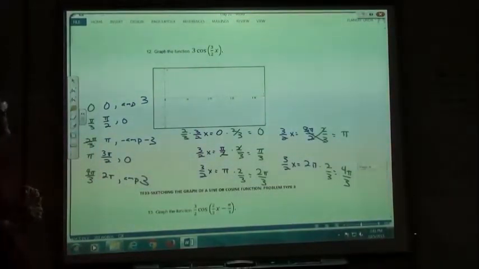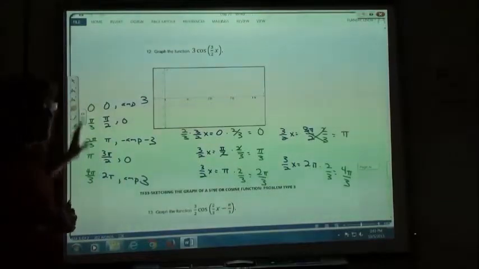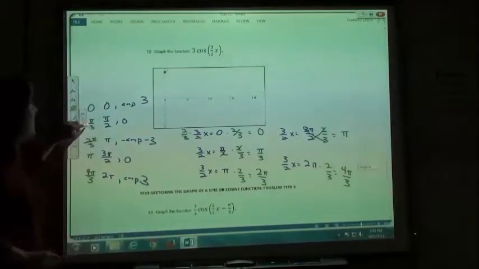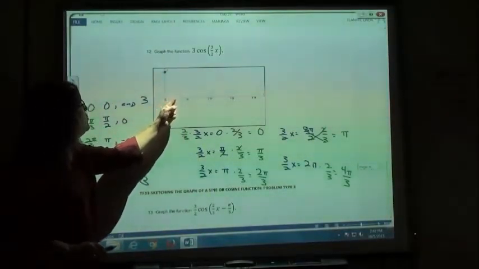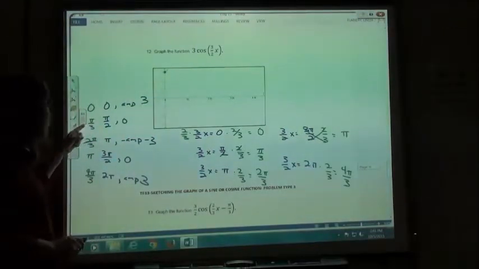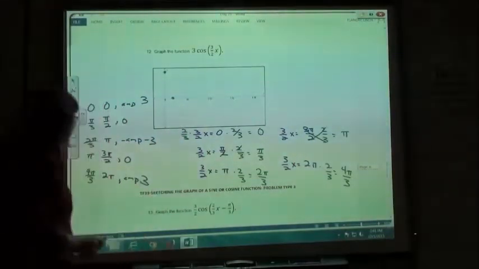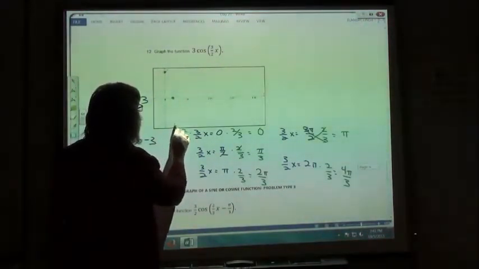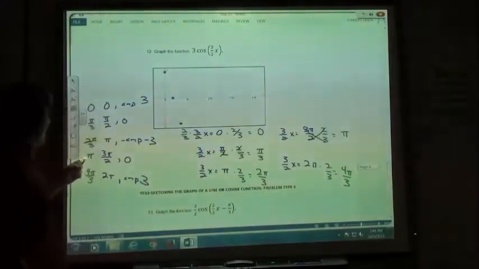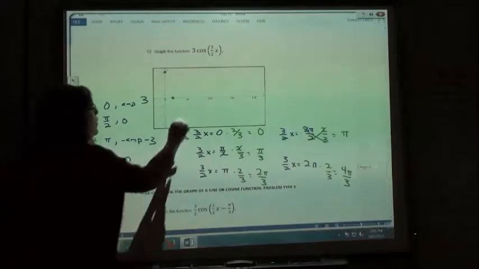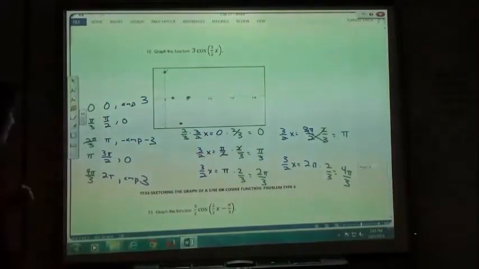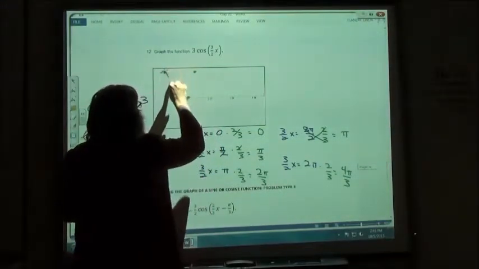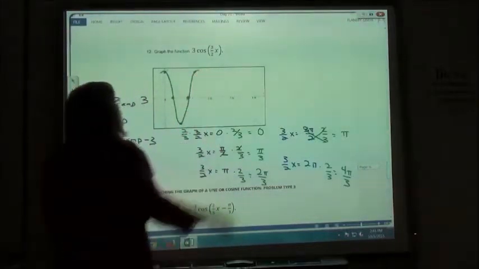I probably should have done this when we did 7, 8, and 9, so that you could see where I was going. So 0 is going to be at 3. Pi over 3, we are in sixths again. 1, 2, 3, 4, 5, 6. So 2 pi over 6 would be at 0. 2 pi over 3 would be 4 pi over 6. We're going to be down to negative 3. 1, 2, 3, 4. Pi, which would be pi, 0. And then 4 pi over 3 would be 8 pi over 6. So 6, 7, 8 is going to be up to 3. And so our graph is going to look something like that.